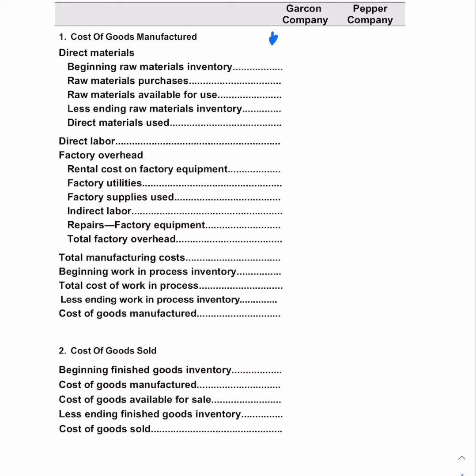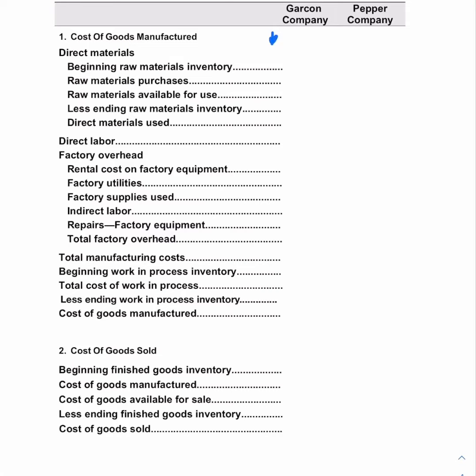For the sake of brevity and for keeping this video as short as possible, I will only be doing this for the Garcon company, because you will do the exact same thing for the Pepper company. So on your homework assignment, make sure you do both companies just for the practice, but for the sake of making this not take twice as long, I'm going to only do this one time.